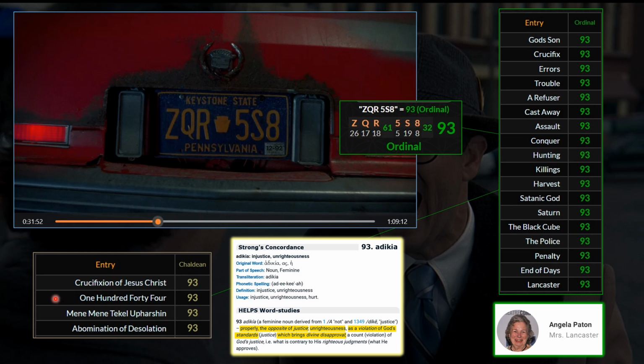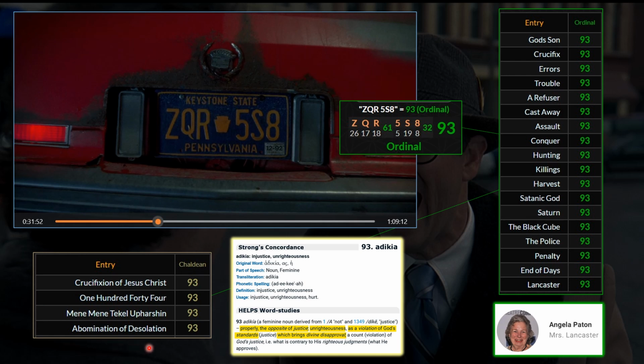144, we saw that number earlier for Gobbler's Knob and the 144,000 that get redeemed in the Bible. Mene Mene Tekel Aparshin, which is a phrase we've seen in the nefarious decode that I did. It's also from the Bible and is tied to the weighing of the heart ceremony from the Egyptian lore, or the Egyptian Book of the Dead.